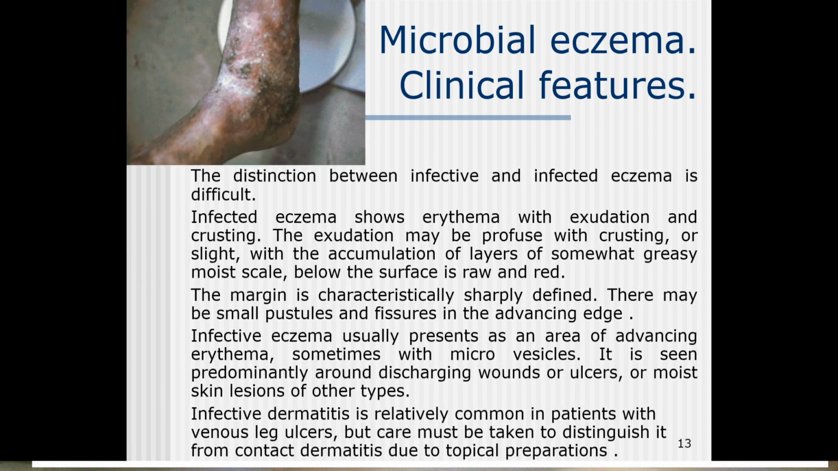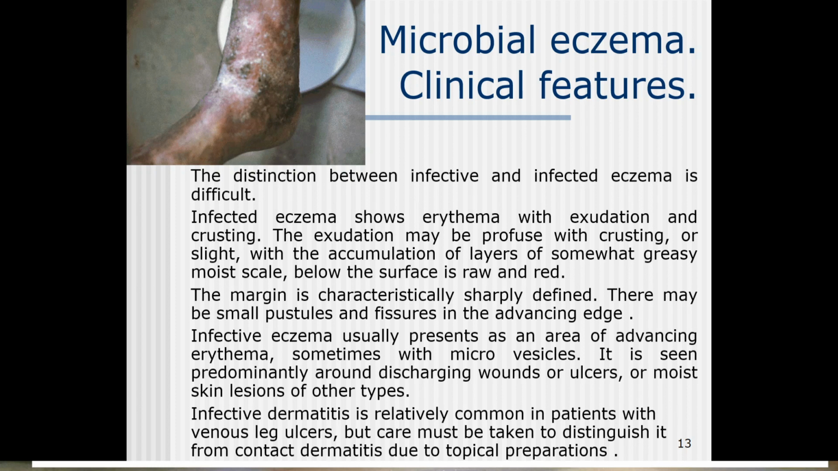The distinction between infective and infected eczema is difficult. Infected eczema shows erythema with exudation and crusting. The exudation may be profuse with crusting or slight with accumulation of layers of somewhat greasy, moist scale; below the surface is raw and red.